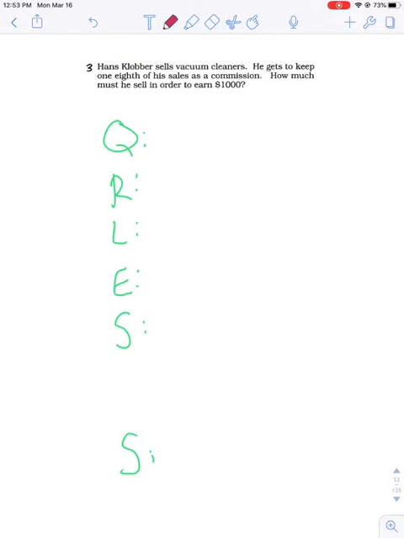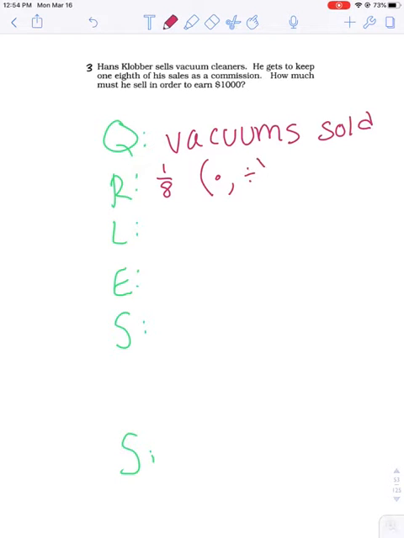So, on this one, the quantity would be vacuums sold, because the question is how much must he sell? So that's the mystery, vacuums sold. Relationship would be 1/8, or you could write it out in words. And that's going to be multiplication or division. You could also use the word of, which is also multiplication or division. They kind of work the same way. So let statement I'm going to skip. You guys need to have a let statement, but I'm trying to make the video shorter.